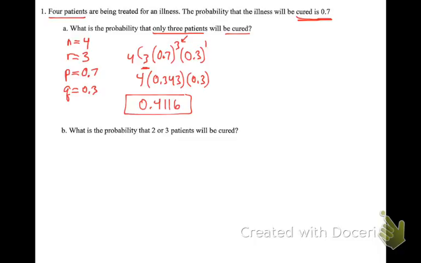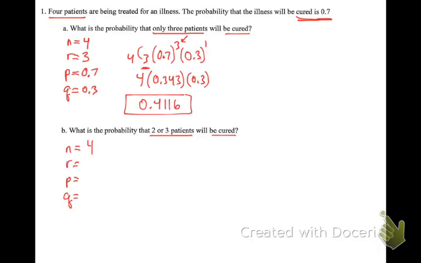Now let's look at an example where we have not just 3 but more. What is the probability that 2 or 3 patients will be cured? So we're still looking at being cured, not at not being cured. So our success, our p-value, is still 0.7. Let's set up NRPQ.